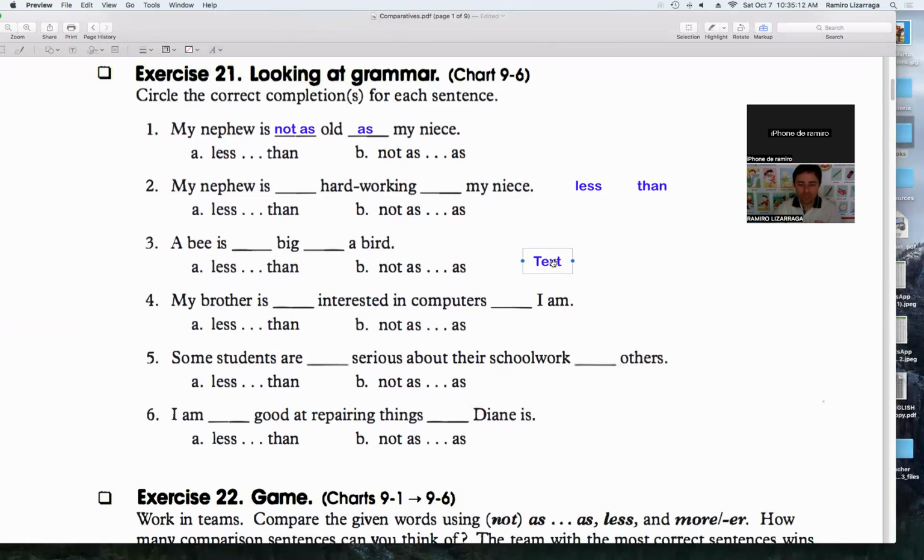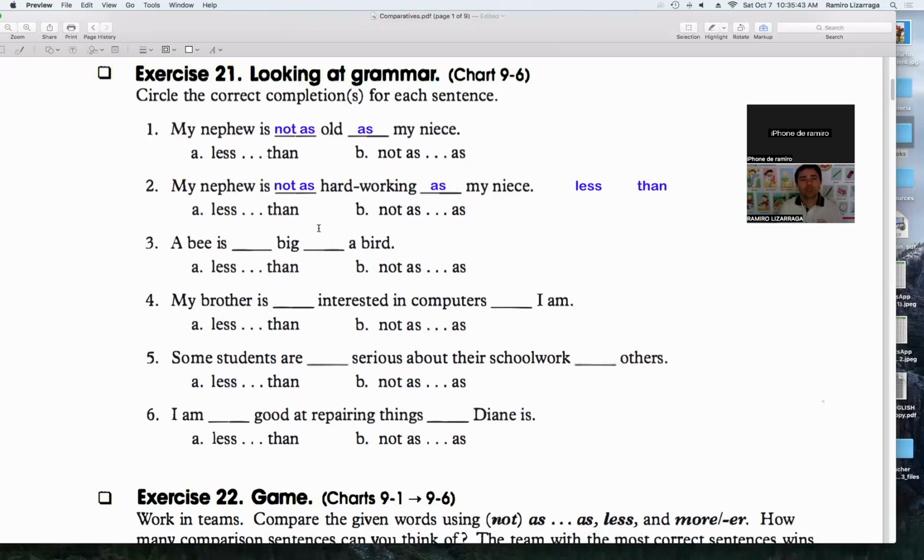Naras. Exacto. Read the sentence, please. My nephew is not as hardworking as my niece. Niece. Eso. Repite la primera palabra, mira. Nephew. Nephew. Otra vez, léela. Nephew and niece.